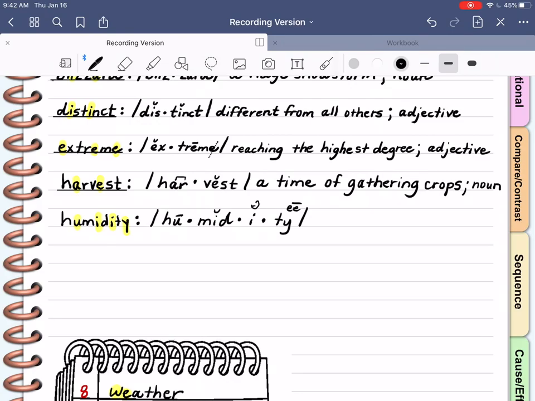When I was in school learning to be a teacher, they told us that words with 3 or more syllables are considered difficult. So this one is definitely a difficult one. Humidity is the amount of water vapor in the air.